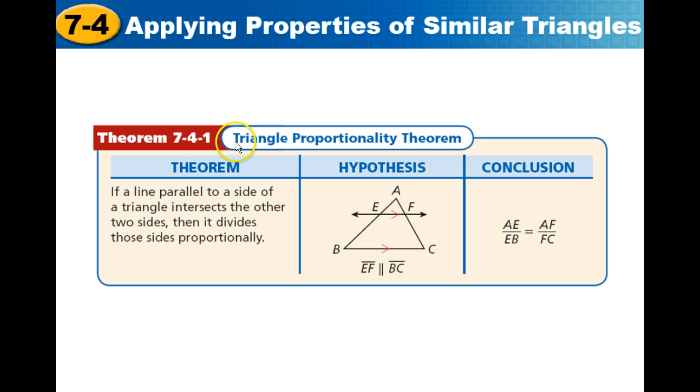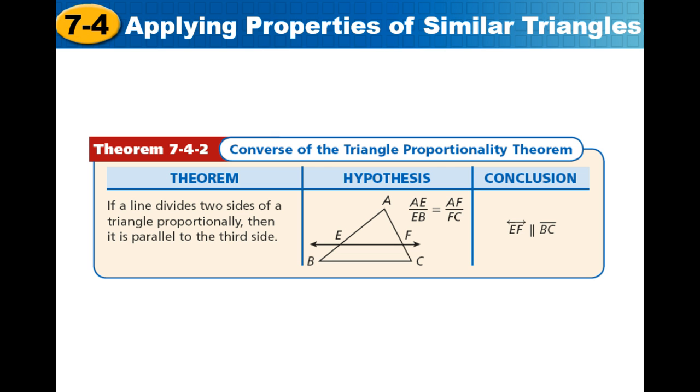Theorem 7.4.1 is called the triangle proportionality theorem, and it says given these two lines parallel, EF and BC, then your conclusion is that this little part here, AE over EB, is proportional to this little part, AF over FC. So remember the problems we've been doing so far, we had to add these two sides up and split them into two triangles, but now we don't have to anymore. As long as these lines are parallel, we can take this little part over this part.